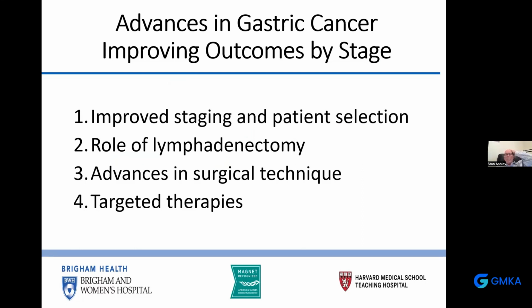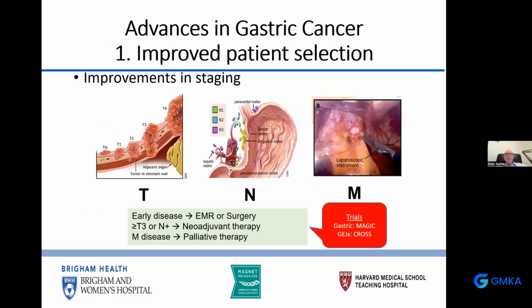So improvements we've seen in recent years have included improved staging and patient selection, which have helped identify patients for adjuvant therapy. We've figured out who needs what sort of lymphadenectomy, advances in surgical technique, and we're just starting to see the use of targeted therapies, monoclonal antibodies, which seem to be having an improvement in outcome.